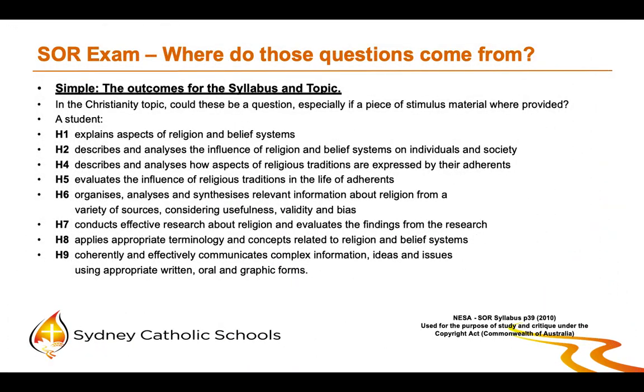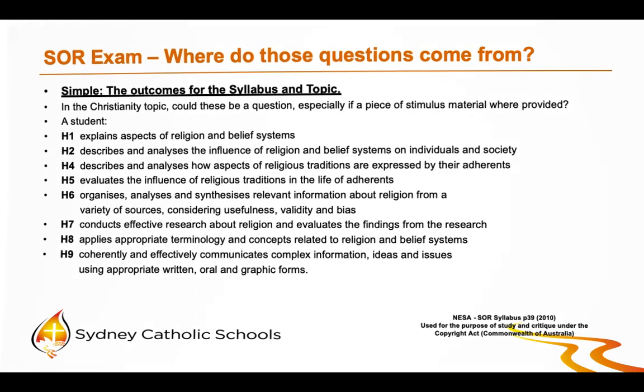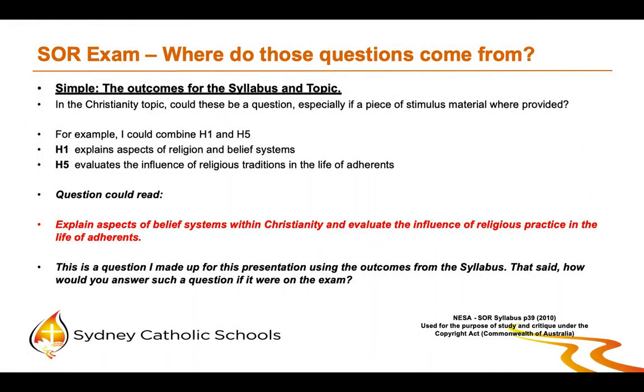In case you hadn't noticed, each topic, in this case Christianity, draws on a range of the outcomes listed for the Studies of Religion course. They are typically written with verbs at the beginning. This makes them ideal for formulating questions where you are asked to do something. They can be combined to form questions as well. For example, explain aspects of belief systems within Christianity and evaluate the influence of religious practice in the life of adherents. Here we have combined H1 and H5 to form a question.